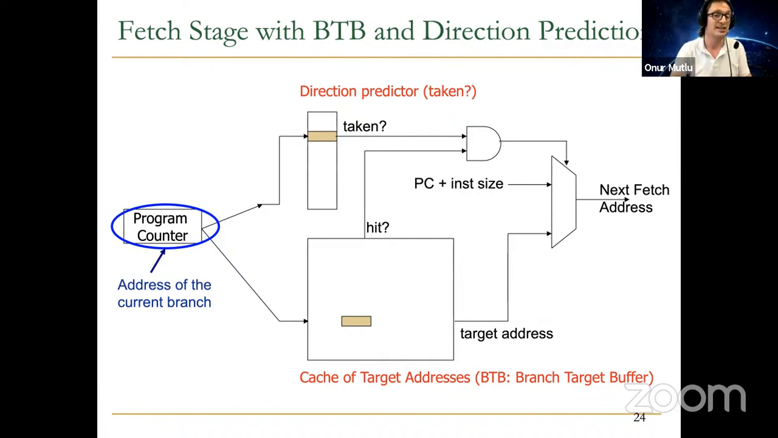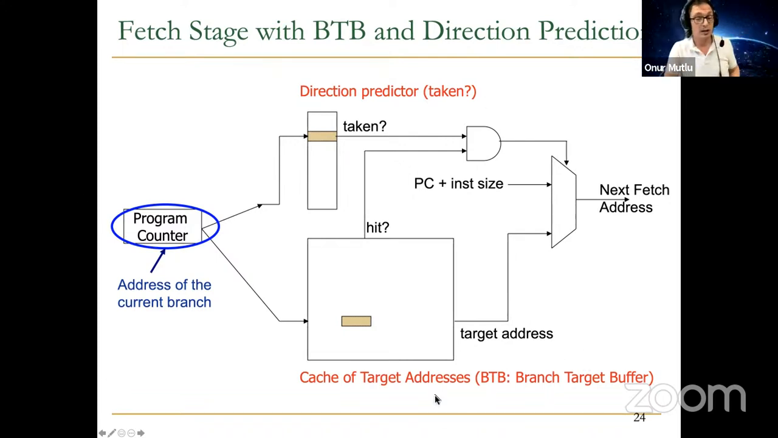So now this is a more complete fetch engine. Of course, concurrently, you're also accessing the instruction memory or instruction cache over here. So all of this is happening concurrently with instruction cache access. And at the end of this, next fetch address gets latched to the program counter. In one cycle, you need to do all of this.